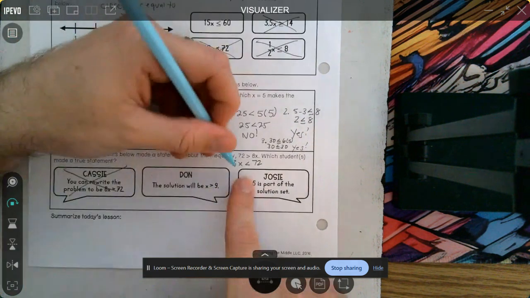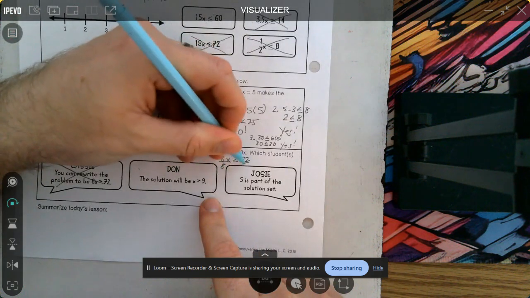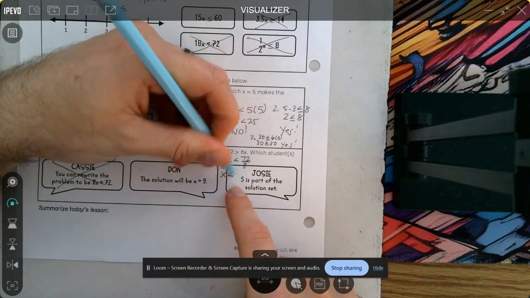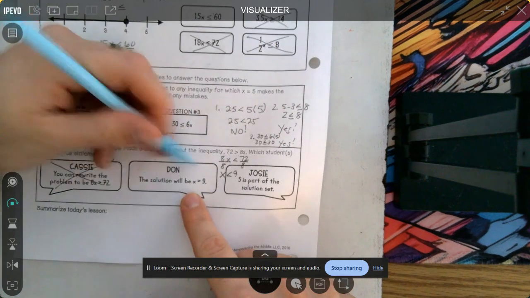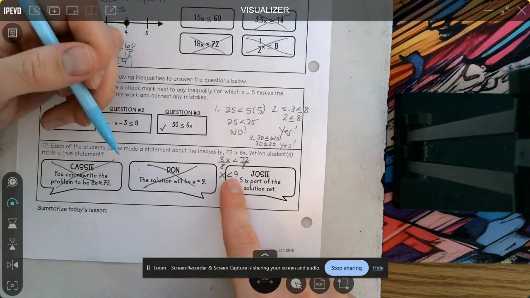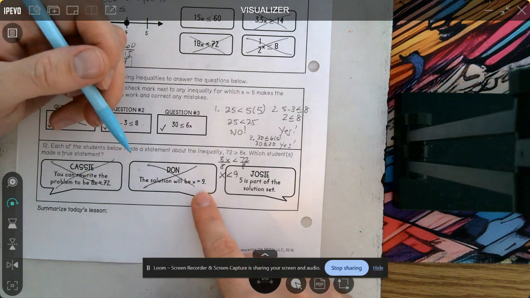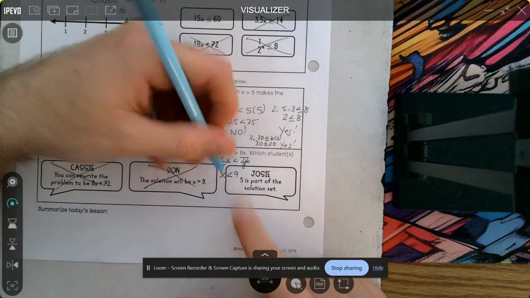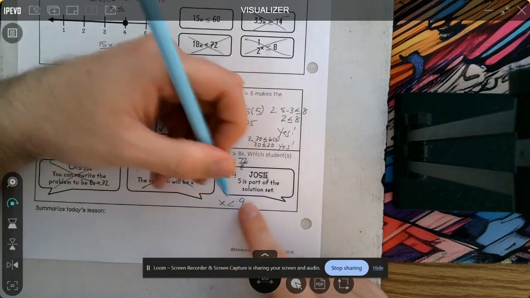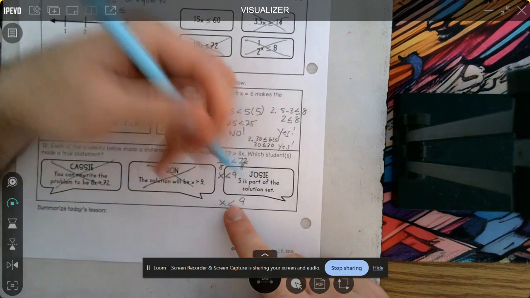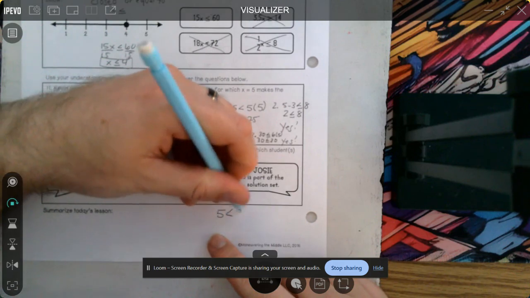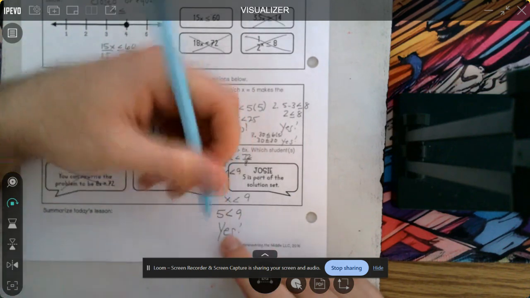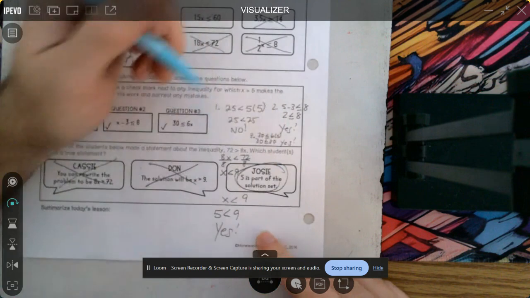Don says the solution will be x is greater than 9. Let's try it. Divide both sides by 8, and you get x is less than 9. So Don is also wrong, because the answer is x is less than 9, not greater than 9. And Josie says 5 is a part of the solution set. So if my inequality is x is less than 9, let's substitute 5 in for x. Is 5 less than 9? Yes. So Josie is correct.